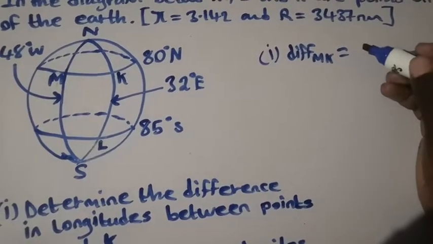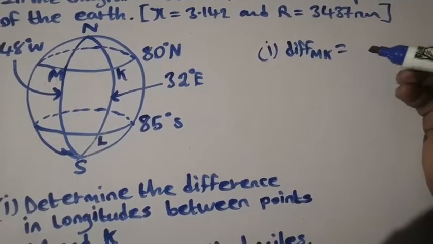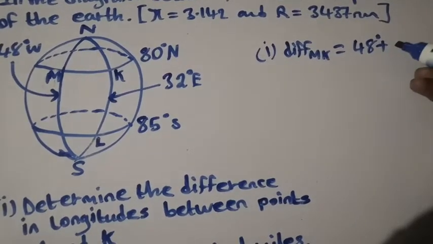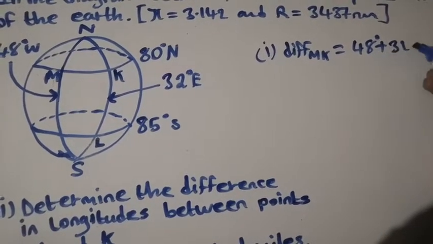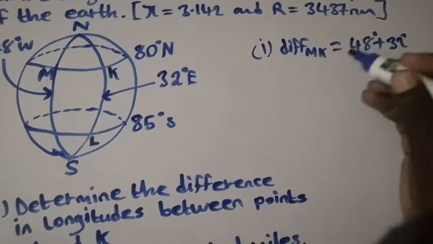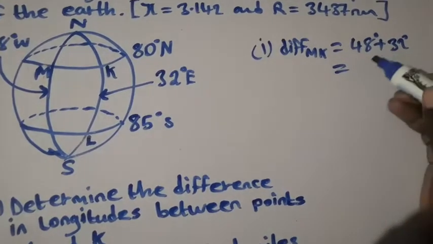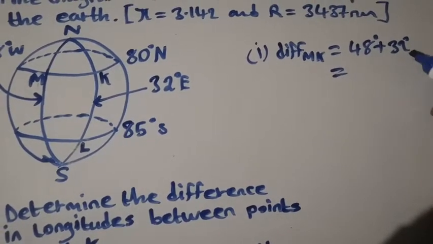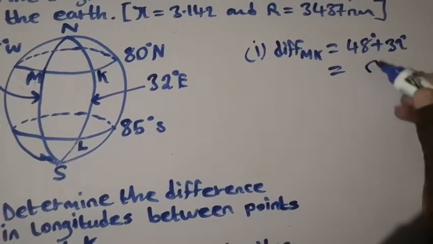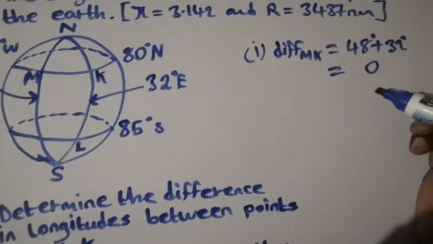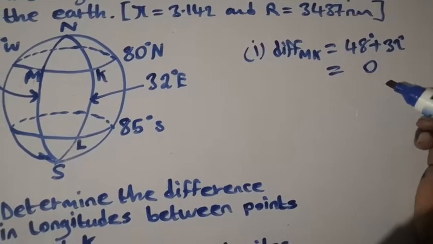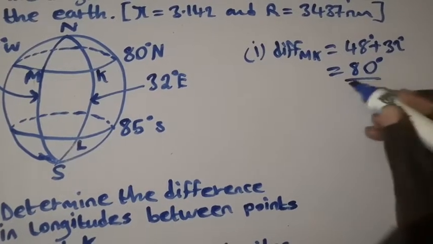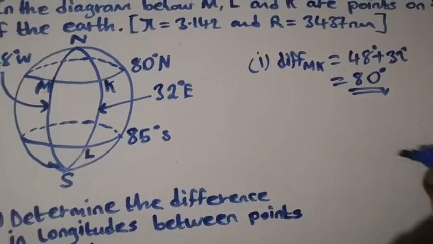So we are going to have 48 degrees plus 32. Now 48 plus 32: 8 plus 2 we are getting 10. 4 plus 3 we are getting 7, plus 1, 8. So the difference is going to be 80 degrees.